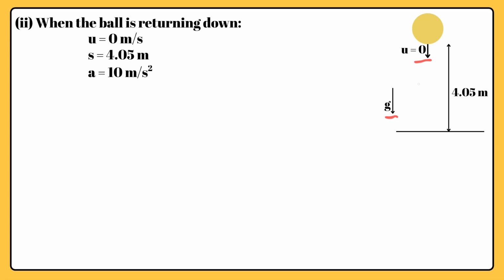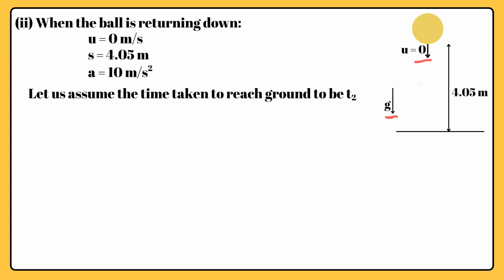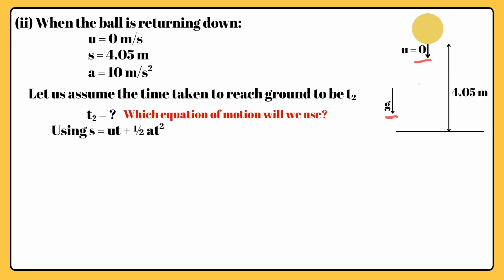Similar to the first part, we can consider the time taken in the second part to be t2, and we need to find the value of t2. We have the values of u, s, a, and we need t. So we can use the equation s = ut + half a t squared. Let's plug in the values. s is 4.05 meters, u is 0, a is 10 meters per square second, and t is t2. 0 into t2 is 0.